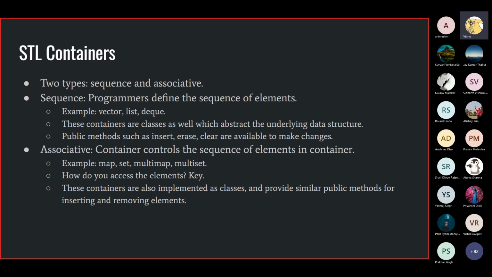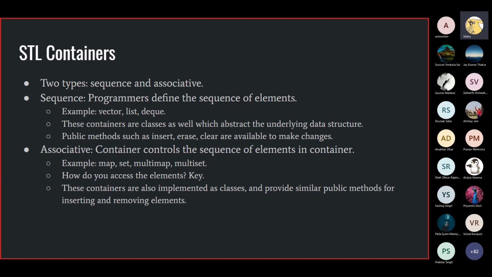And you'll have public methods, which can be accessed from outside the class definition, such as insert, erase, and clear, that are available to make changes. Here you can see that the underlying data structures, for example in the vector, will be private. You'll only have these public methods to make any changes to it, so that you don't spoil the internal state of the data structure. We'll talk more about this.